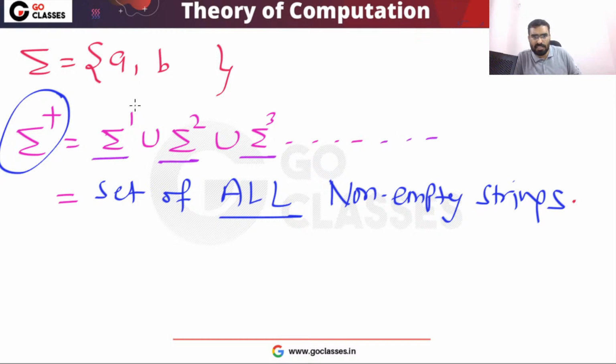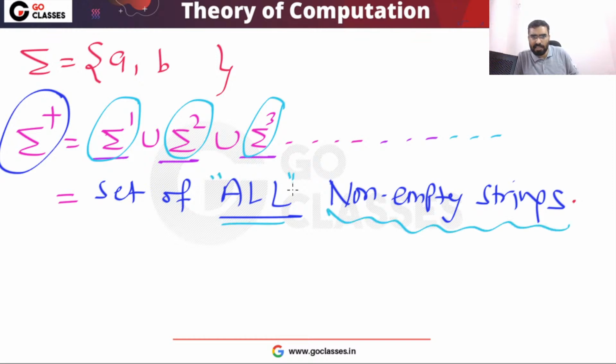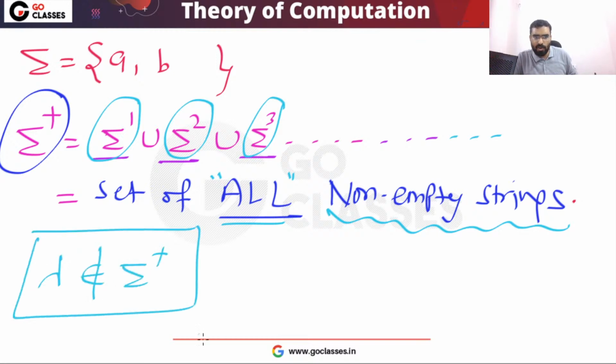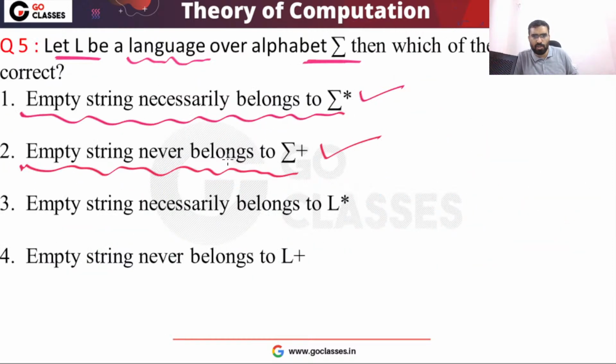So you can notice this is the set of all 1 length strings, this is the set of all 2 length strings, the set of all 3 length strings and so on. So you have the set of all non-empty strings. So you can notice the empty string never belongs to sigma plus. Okay, so this statement is also correct.